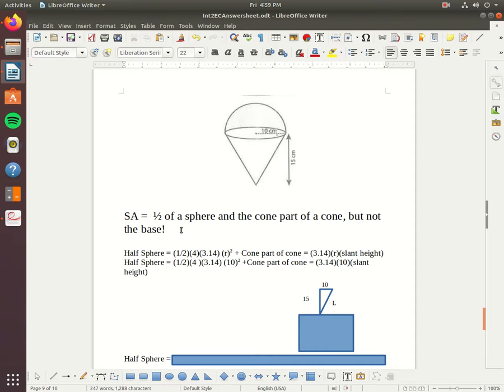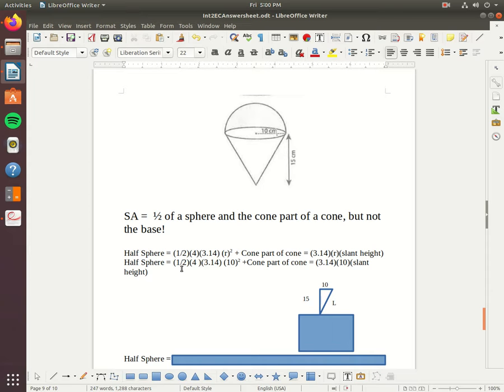So in this example, a half sphere, you'll notice I took the equation of the surface area of a sphere, 4 times pi times r squared, and I included a half in because I don't want the whole thing, and I manipulated that. Plus, I want the cone part of the cone, but I don't want the base. So that's pi times r times the slant height. And again, I'm leaving out the pi r squared because that part's covered by the sphere, so I don't need it. And again, you need to be able to recognize what manipulations you make there.